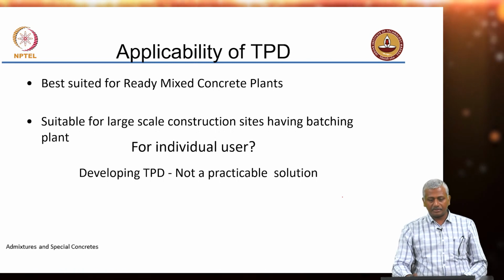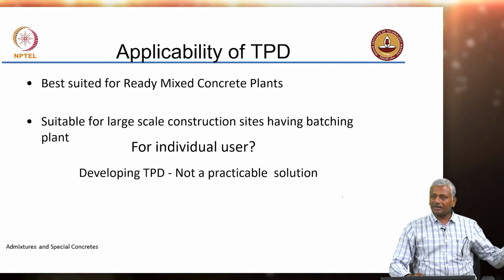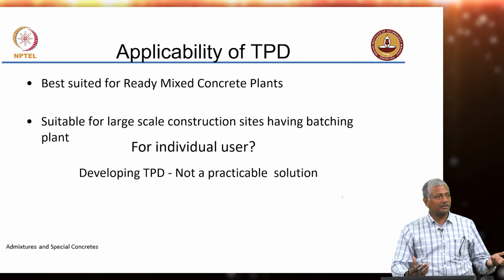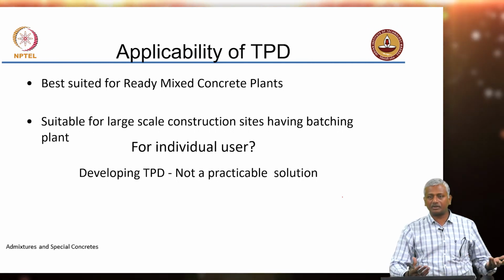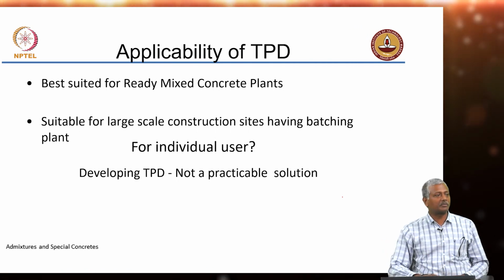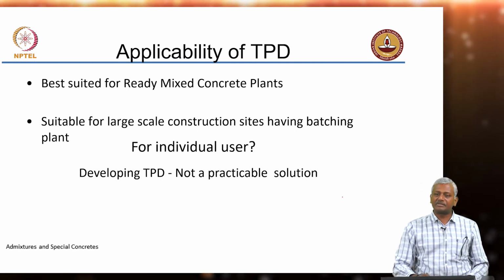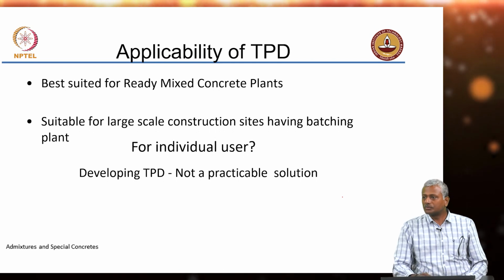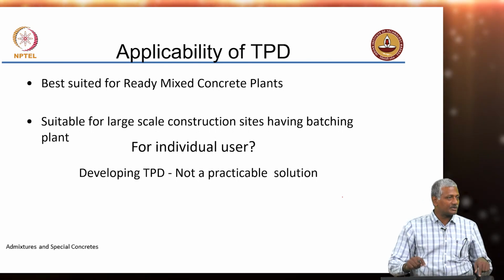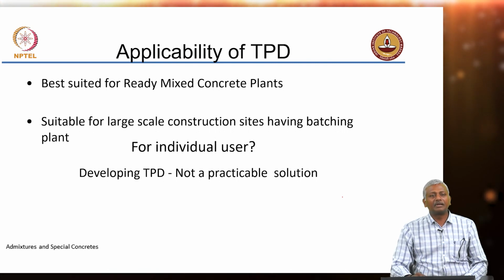I will come to that later, but the ternary packing diagram is good for RMC plants where they are getting aggregates from the same source again and again, right. So they can have that database generated and keep it for a long time for different concrete mixes. Now for an individual user, let us say tomorrow you need to go to the lab and start working. What do you do? You can't obviously generate the ternary packing diagram. Getting 24 data points to generate the contour plots will be very tough.